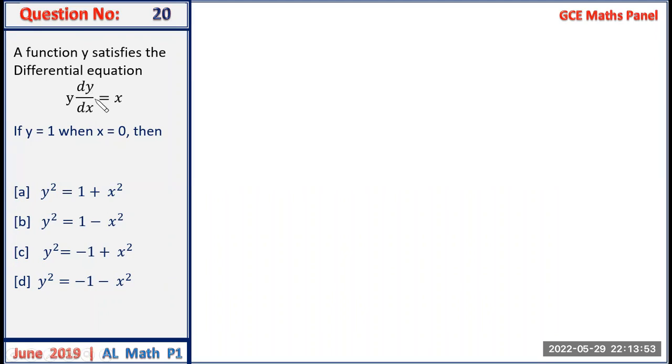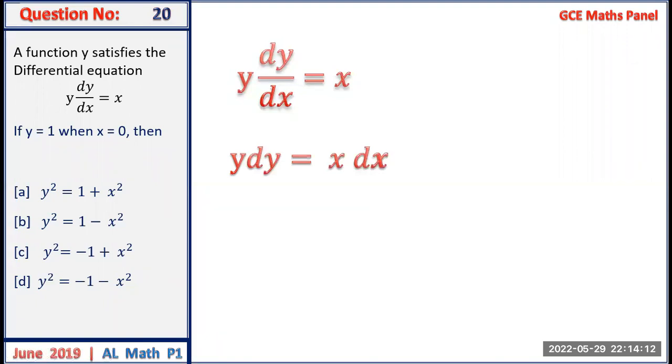You have y dy/dx equals x. We can solve this one by separating variables. I'll make sure that everything that is x appears on one side and everything that is y appears on the other side. Cross multiplying by dx, we will have y dy equal to x dx. At this point, we can take the integral on both sides. The integral of y dy will be half y squared. The integral of x dx will be half x squared plus a constant of integration.